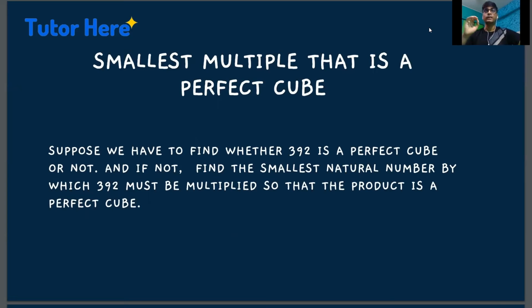Smallest multiple that is a perfect cube. Now, this is a concept which we are going to learn using an example. Suppose we have to find whether 392 is a perfect cube or not. And if not, find the smallest natural number by which 392 must be multiplied so that the product is a perfect cube.